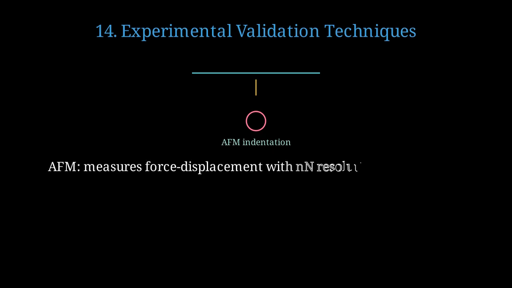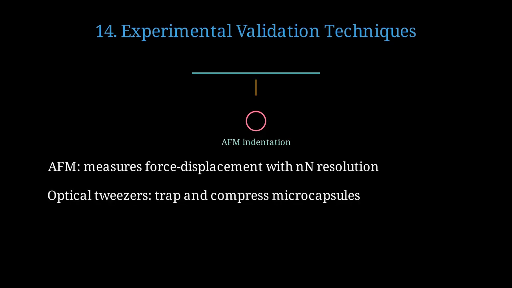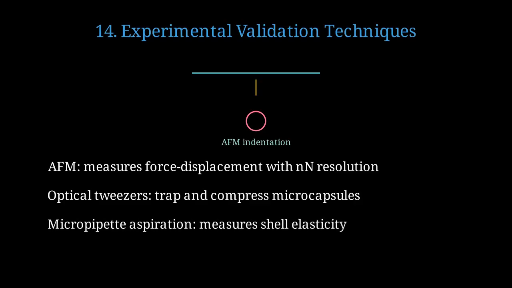How do we actually measure these nanoscale mechanical properties experimentally? Atomic force microscopy allows us to indent individual nanocapsules and measure force displacement curves with nanonewton resolution. AFM can measure forces down to nanonewtons and displacements to sub-nanometer precision. Optical tweezers use focused laser beams to trap and compress microcapsules while measuring deformation. Micropipette aspiration sucks capsules into tiny pipettes to measure shell elasticity and critical pressures.